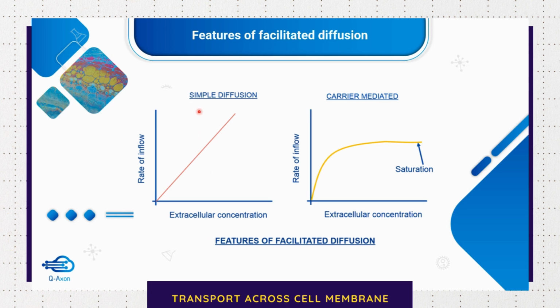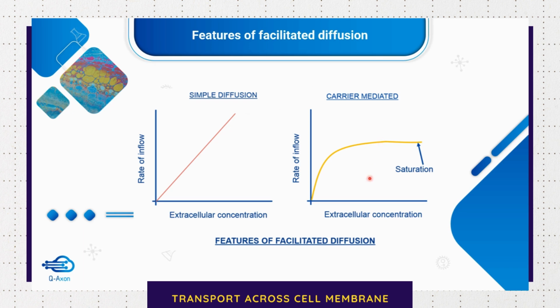You see the graph of simple diffusion shows that as the extracellular concentration is increasing, that means as the concentration gradient for the substance is increasing, the rate of inflow, that is the rate of transport of the substance, is linearly increasing. It is a straight line. If extracellular concentration keeps on increasing, the rate of inflow will keep on increasing. That is simple diffusion. This type of graph is known as linear kinetics. That means substances which are transported by simple diffusion follow linear kinetics.